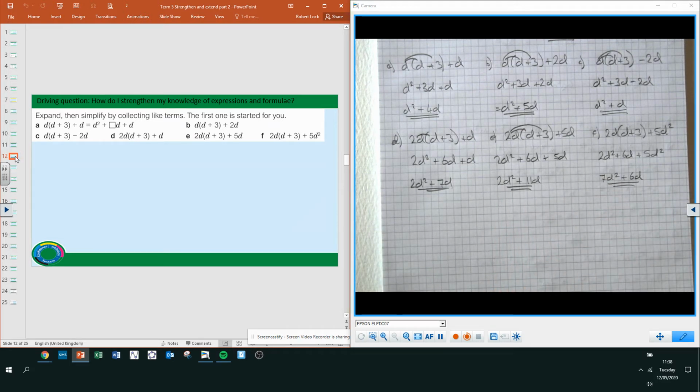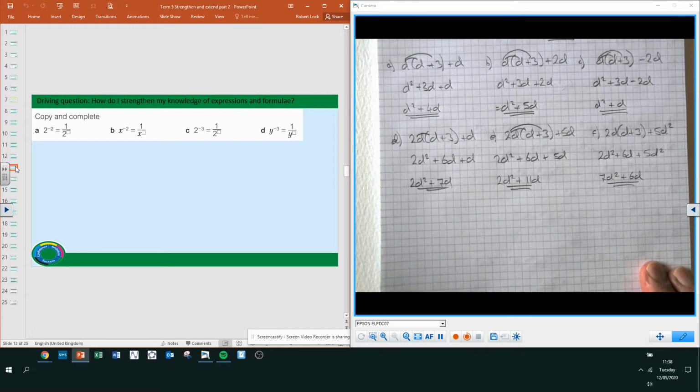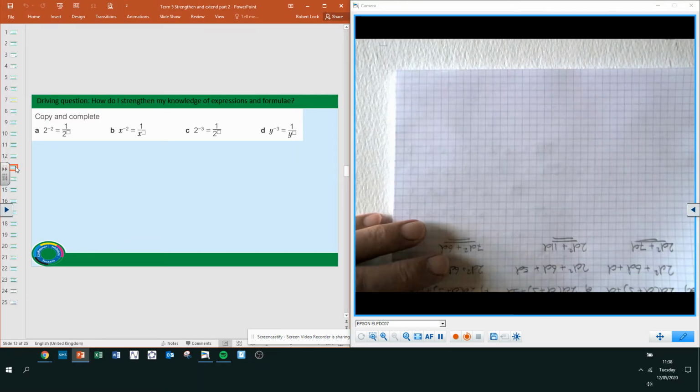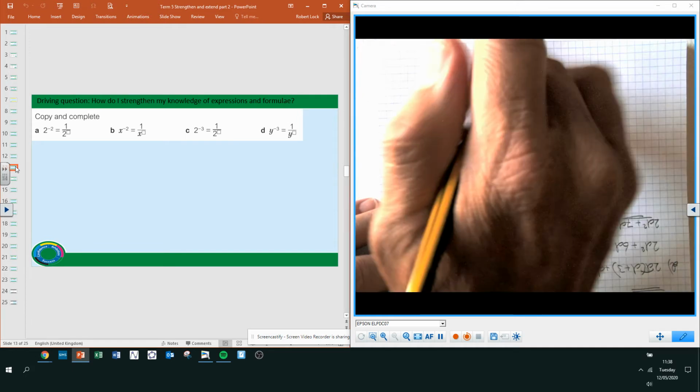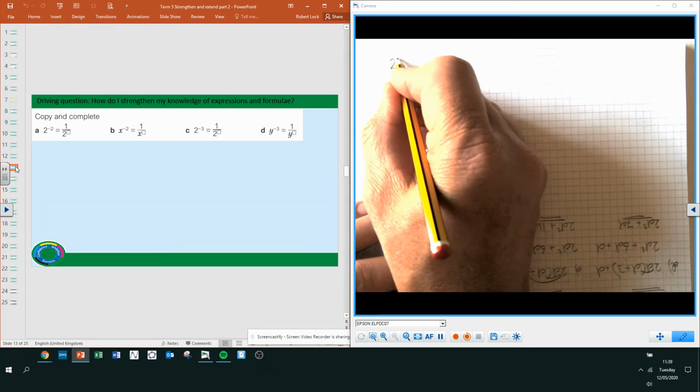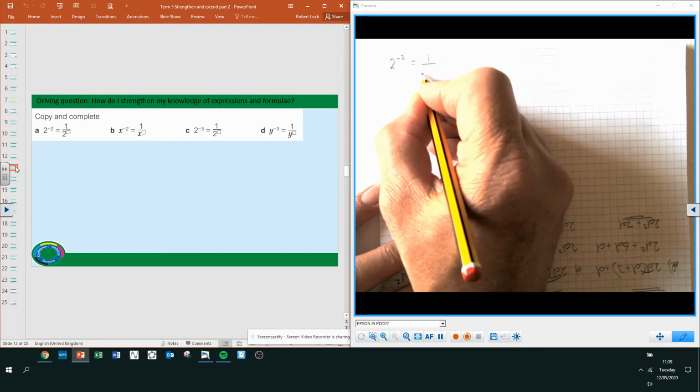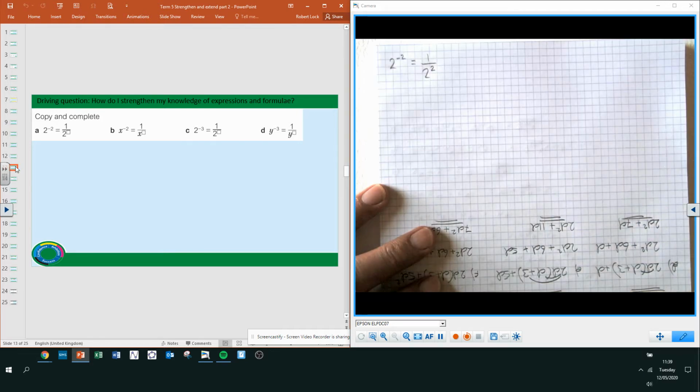Answers. How did you do? Next slide. Copy and complete. The first one has almost been done for you. 2 to the power minus 2 is the same as 1 over 2 to the power 2.